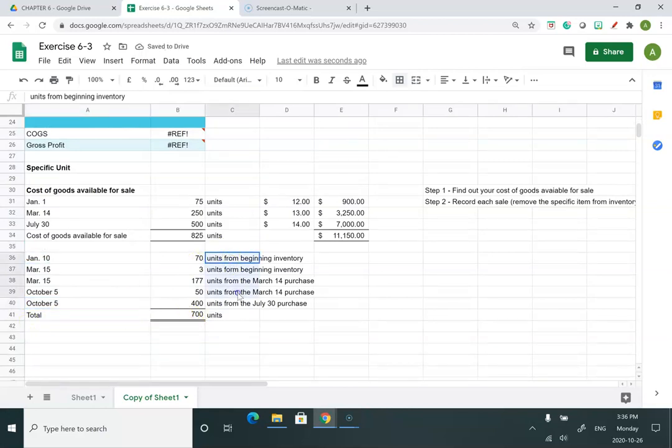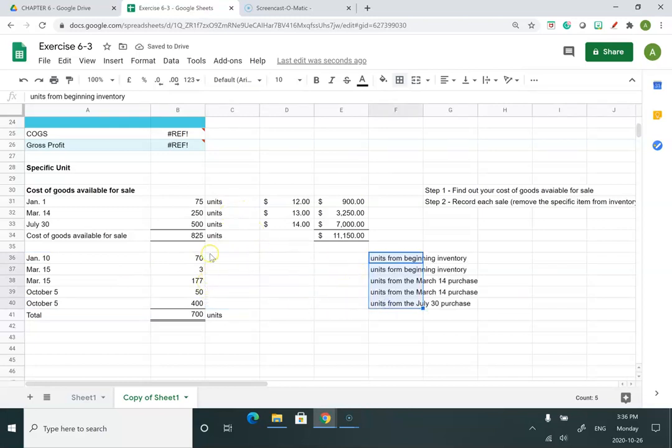So January 10th, 70 units from beginning inventory. So there's 70, and the price at the beginning inventory was $12. So 70 times 12 means I'm removing $840. And again, maybe let's put this as a negative, so then we can show it coming out of inventory. So let me just switch all of these unit sales. When we sell it, we take it out of inventory. That's why I'm putting it as a negative.